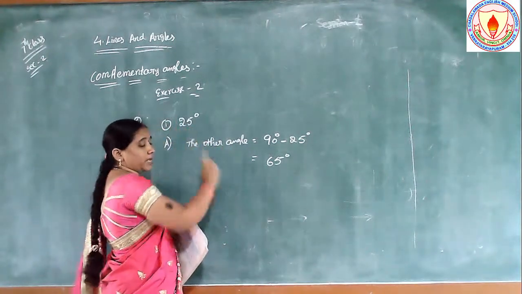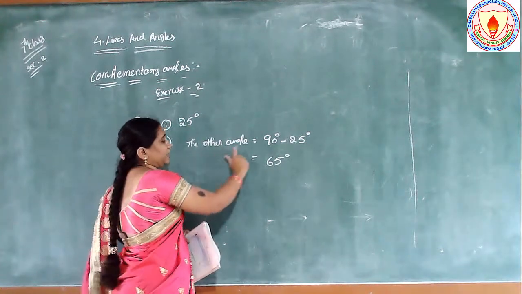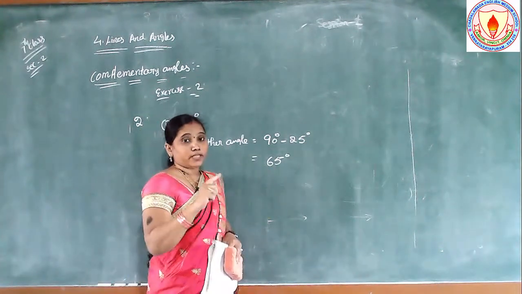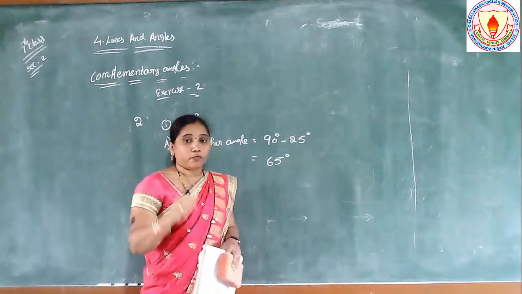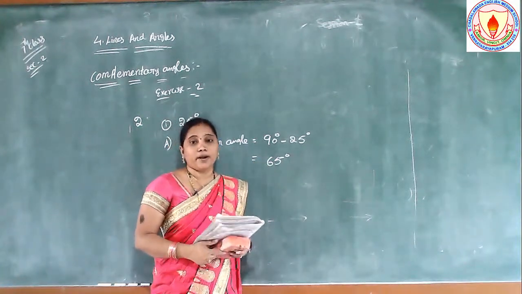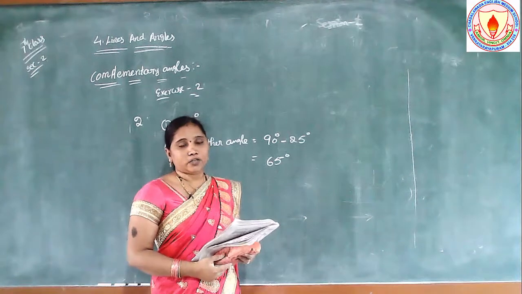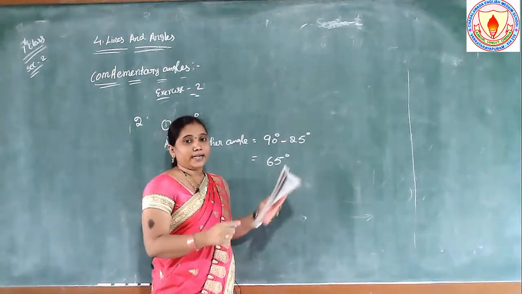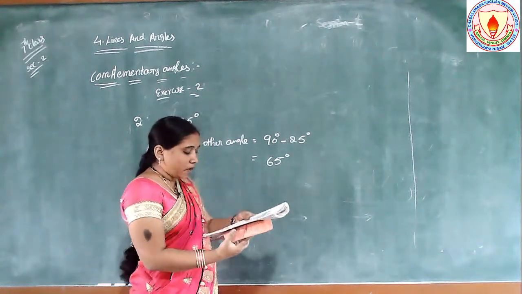When they give one angle, you have to write what the other angle is equal to, where we subtract from 90. Why do we subtract from 90? Because the complementary angles add up to 90 degrees. So that's why we have to subtract from 90. So this is about the second Roman. And what is the third Roman?